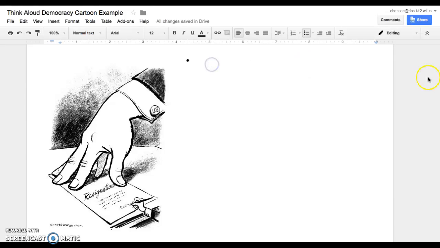We're going to do a little something called a Think Aloud right now and kind of model for you how to analyze a primary source. Notice that we have a political cartoon in front of us, and we are going to break down this political cartoon, take some notes, try to understand what this political cartoon is telling us.